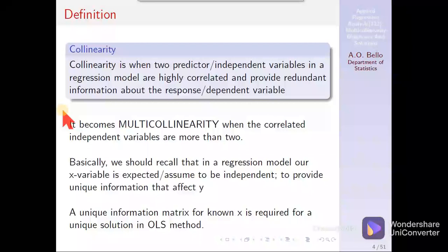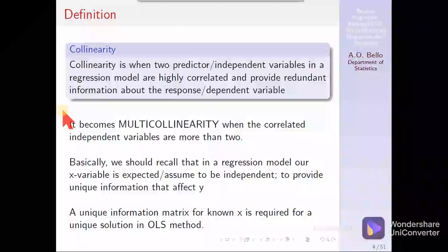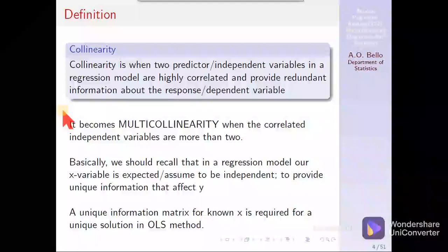We should recall that in a regression model, our x variables are assumed to be independent. We always call them independent variables, and because they are independent, we expect them to provide unique information about how they affect y. That means each independent variable, say x1, should be able to provide unique information on how it affects y, and x2 should provide its own unique information on how it affects y. This is the background knowledge of a regression model, and we will see how collinearity affects this as we continue.